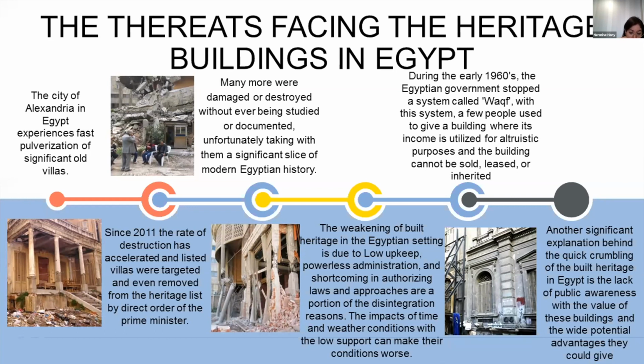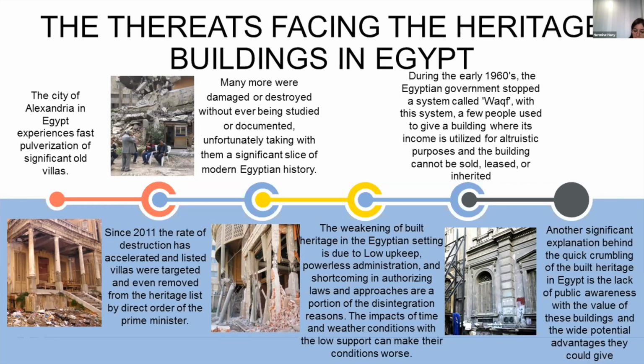the modern Egyptian history. The weakening of the built heritage in the Egyptian setting is due to low upkeep, powerless administration, and shortcomings in the authorization laws and approaches, which are a portion of this degradation reason. Also, the impact of time and weather conditions with low support can make their conditions worse.